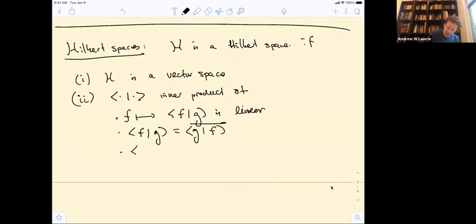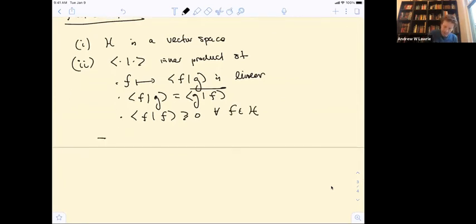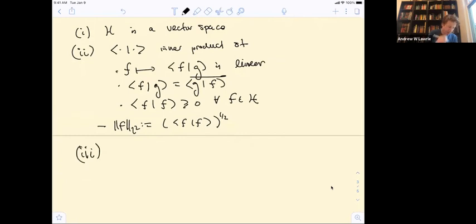Inner product of f with g, and the inner product of f with itself is greater than or equal to 0. If f is in H, then the norm is just the inner product of f with itself. So Hilbert spaces are normed spaces. Three, the norm of f equals 0 if and only if f is equal to 0.